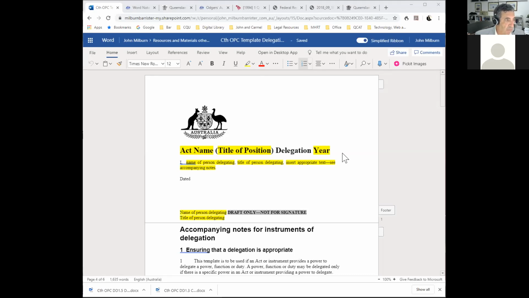Now this precedent, which requires you in practice to complete information in the yellow boxes, as it were, is to be used to prepare delegated provisions at a Commonwealth level. So use this if an act or an instrument provides a power to delegate a power, duty or function, power, function or duty, to use the wording that they've got in paragraph 1. And a power, function or duty may be delegated only if there's specific power in an act or an instrument providing a power to delegate.